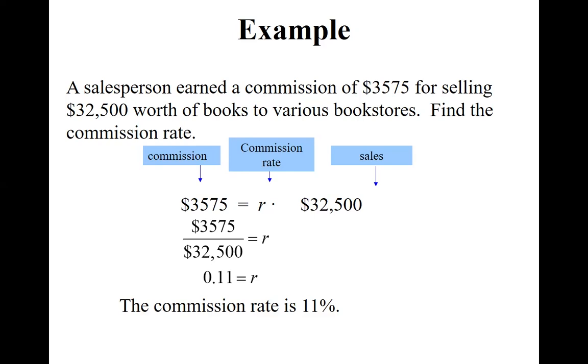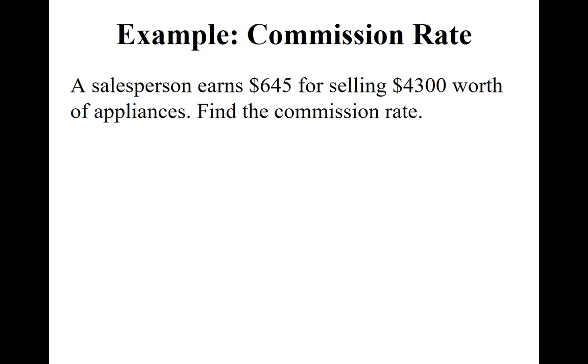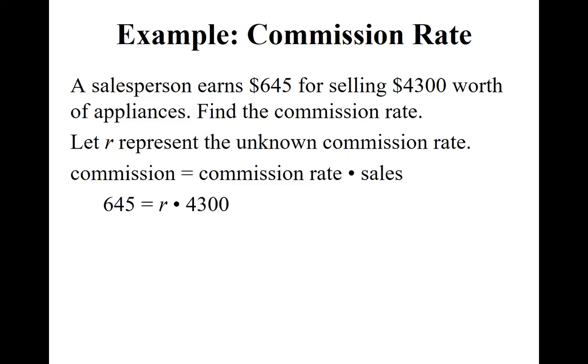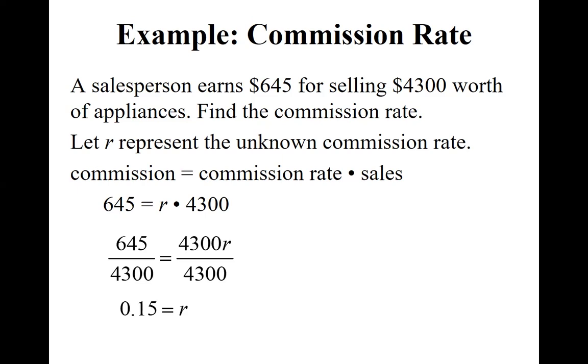Let's do another one. A salesperson earns $645 for selling $4,300 worth of appliances. Find the commission rate. We're going to let R be our unknown commission rate. We know that commission equals commission rate times sales. So we know that 645 equals R times 4,300. Divide both sides by 4,300 to get the R by itself. We get 0.15, and that's 15%.